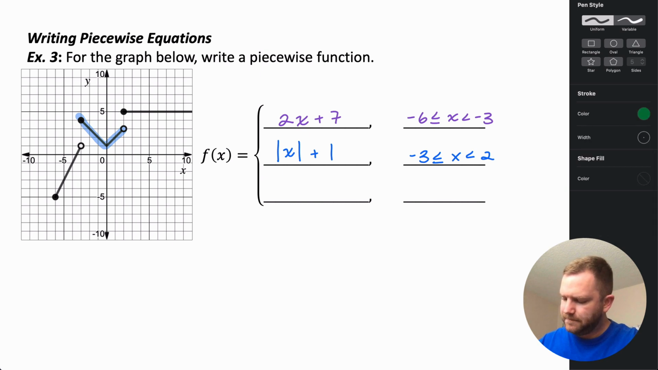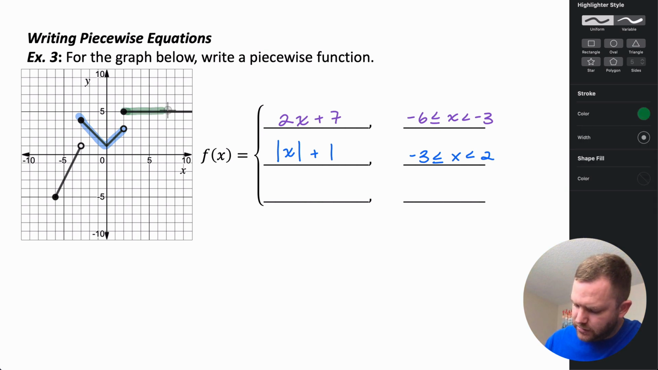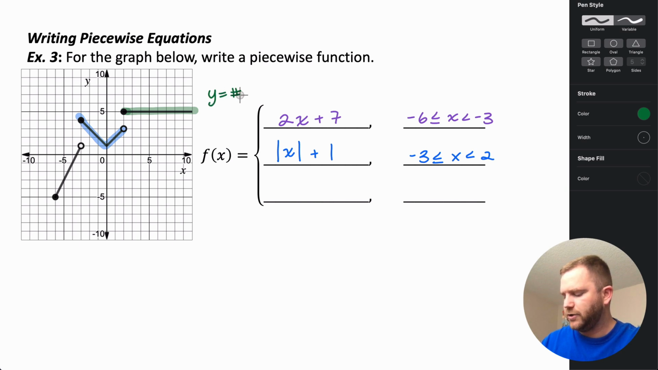And then lastly, we have this function here. It's just this horizontal line. Horizontal lines are determined by an equation y equals some number. So what is the number? Well, the number is just 5. So f of x equals 5 is going to give us that part of our graph. But for what x values? It's for everything to the right of 2. So the way that we say that is that it's for x values greater than 2. And because the point is closed, it's going to be greater than or equal to 2.